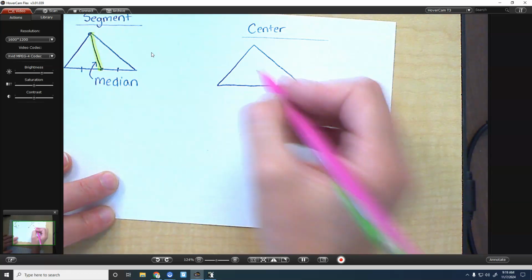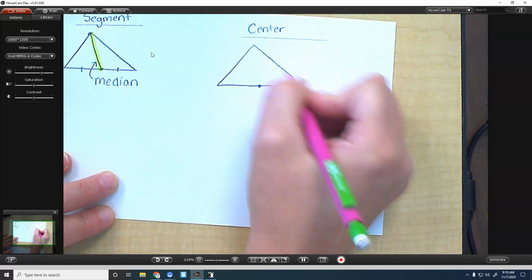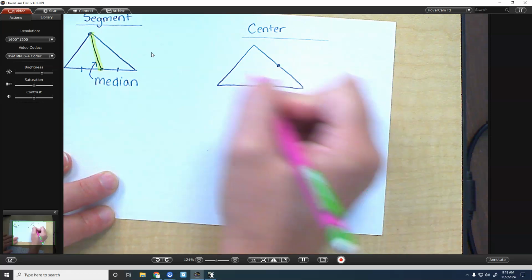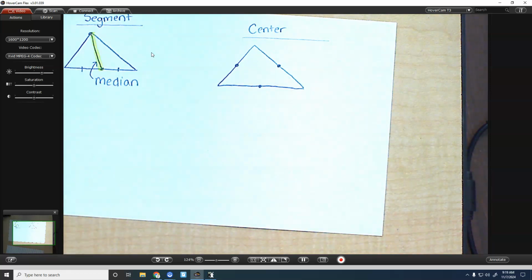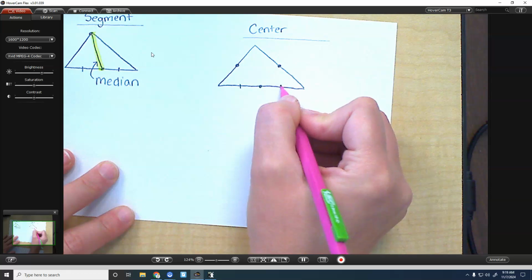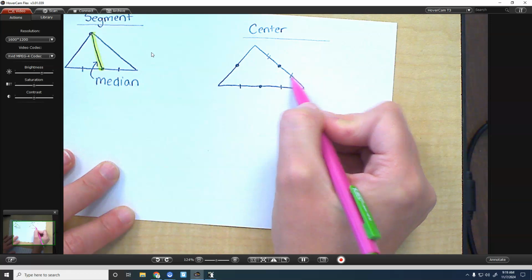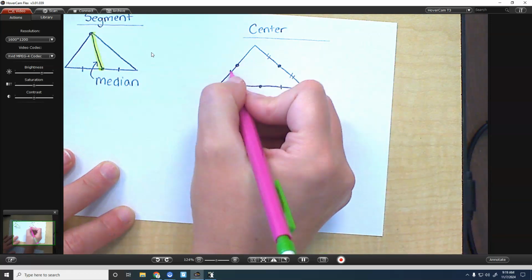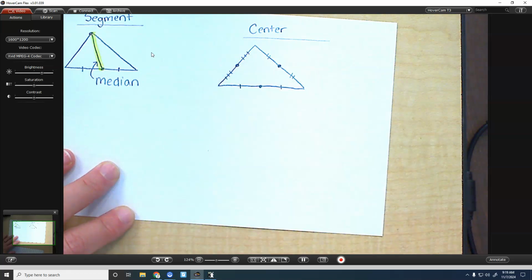And you need to find the midpoint of each side. So put yourself a dot right there in the middle of each side of that triangle. And I would go ahead and mark it. So this piece is equal to this piece. This piece is equal to this piece. And this piece is equal to this piece.